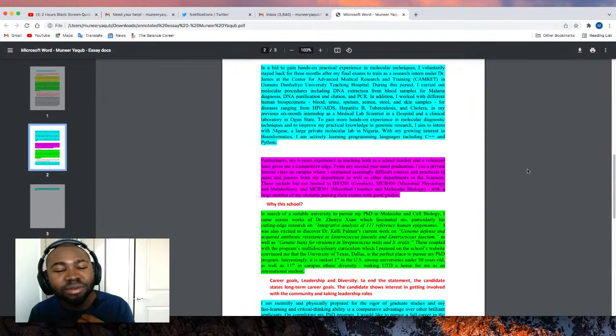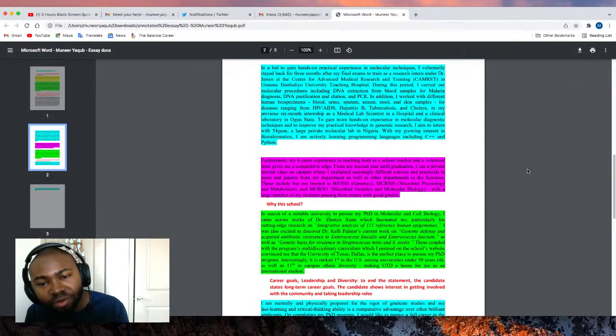So here I said, furthermore, my 6 years experience in teaching, both as a school teacher and as a volunteer tutor, gives me a competitive edge. In fact, I even told them that I know I have 6 years experience, and a lot of other candidates do not have it. So I know that's a competitive edge for me, because I'm going to be working as a teaching assistant, and that's a good experience to have, right? And an edge to have over other candidates.